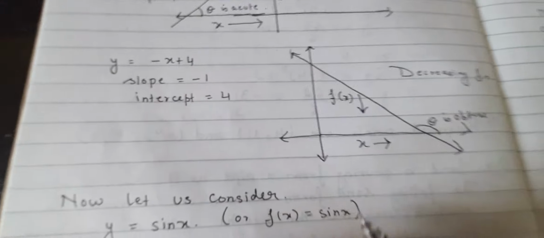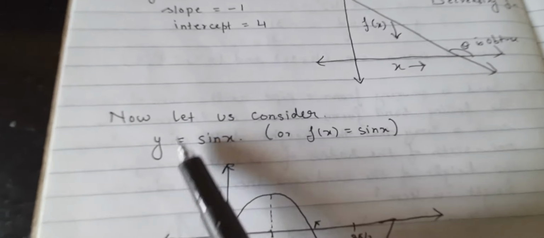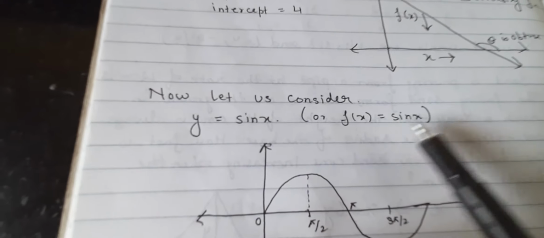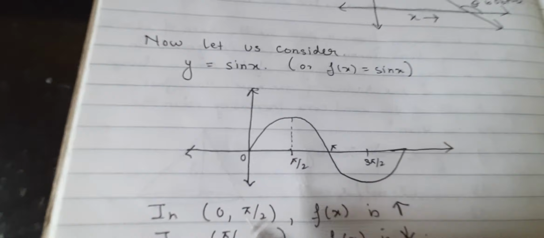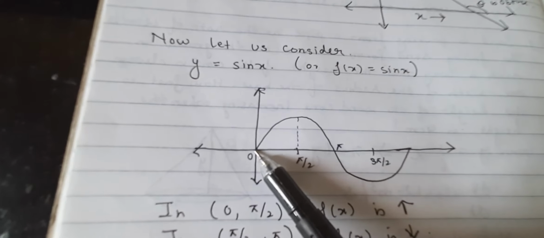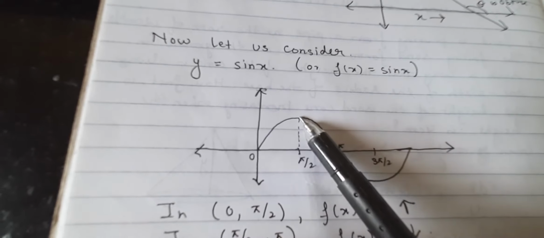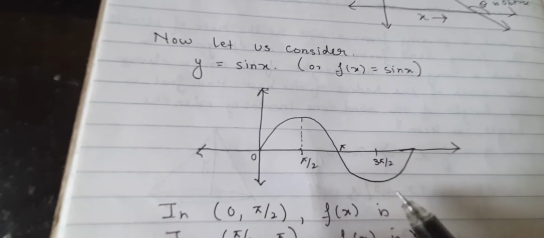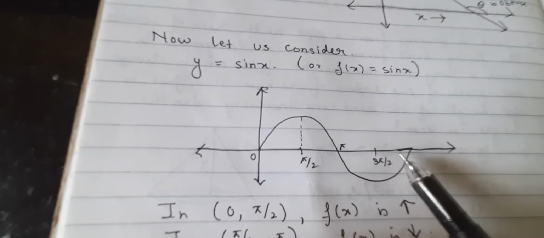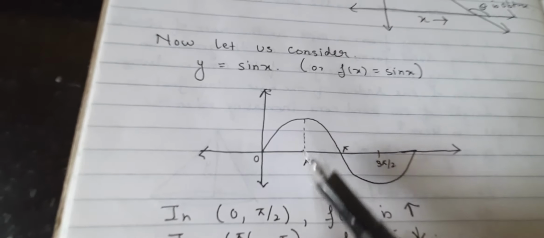So this was the case of a linear equation. Now let us consider another case. y = sin x, the trigonometric function, or you can also write it as f(x) = sin x. We know the graph of the sin x function. At 0, sin 0 is 0. Then sin pi/2 is 1. Then sin pi is again 0. Sin 3pi/2 is -1. Then sin 2pi is again 0. So this is the graph. It will keep on continuing.